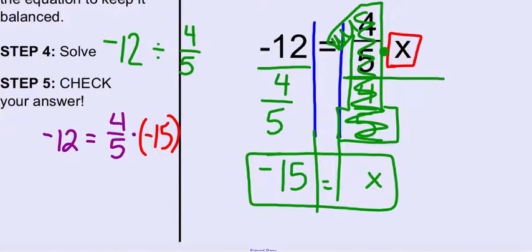I plug that into the calculator, and when I plug it into the calculator, again, I type it in the exact same way that I see it. So this time I would write the 4/5 times sign negative 15, and when I do that, I get negative 12 equals negative 12.